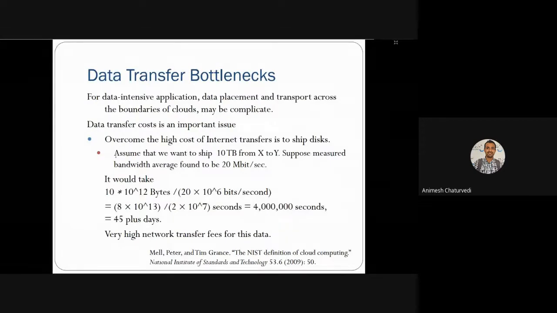And next, data transfer bottleneck. Data transfer bottleneck means there are some data intensive applications. Data placement and data transportation across the cloud are one of the major challenges in cloud computing. Say you have a significantly large amount of data, thousands of terabytes. If you start transferring it through the network, it will take too much time. Why? Because data transfer cost is also important. What is data transfer cost? Mainly it is the bandwidth that you purchase, and secondly, the time that it will take.